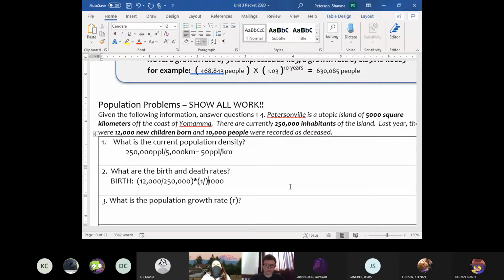Over... type. Hate not having a number pad. What I was talking about with the ratios: 1 over 1,000, because it's a rate per 1,000. So that's where the divide by 1,000 thing came in. But it's that ratio or that proportion. So it'd be 12,000 over 250,000 is equal to x over 1,000, which is what we're really looking for.